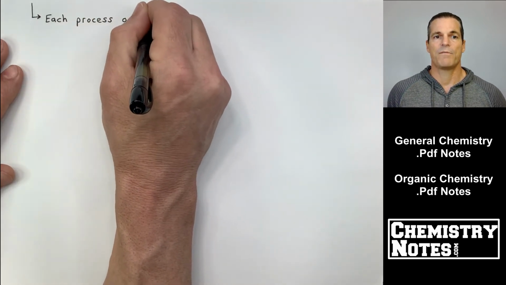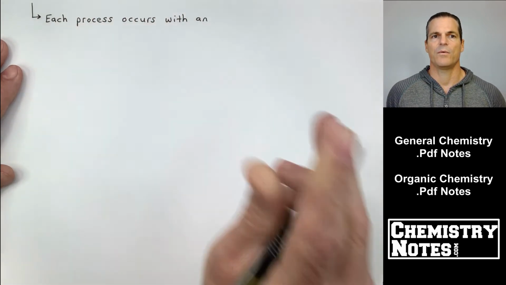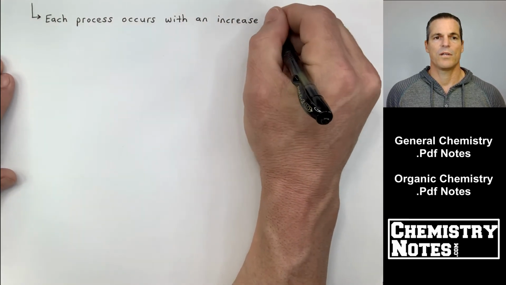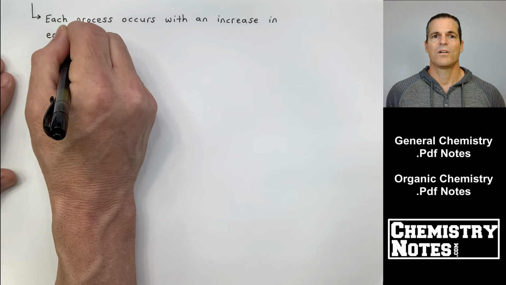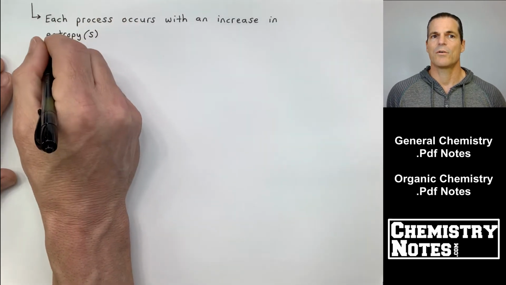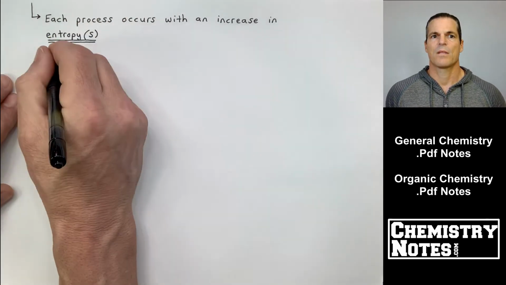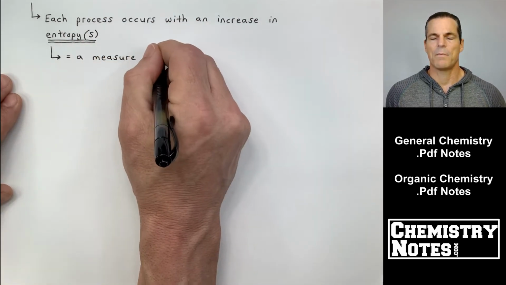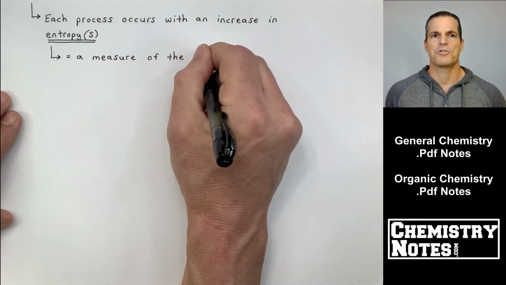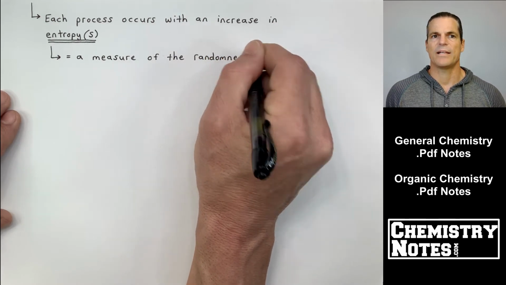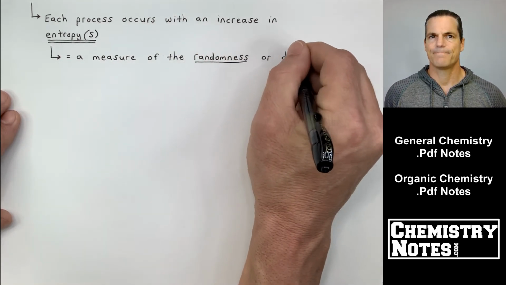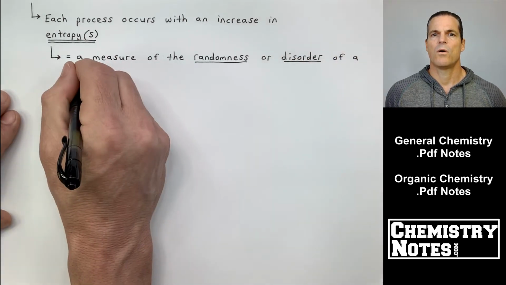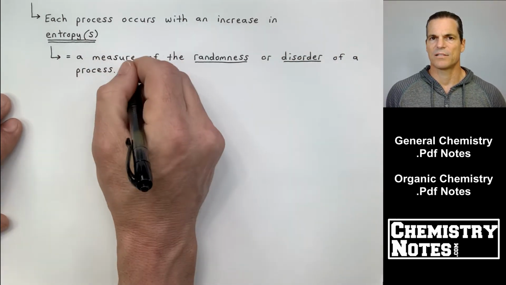Well, at the top of a new page of notes here, it says the following on this little bullet point. It says each process, or each chemical reaction, if you will, occurs with an increase in entropy. So what is entropy? This is a new term for us. I got a double underline under it. It says entropy, S. That's a capital S. Entropy is defined as a measure of the randomness or disorder of a process.